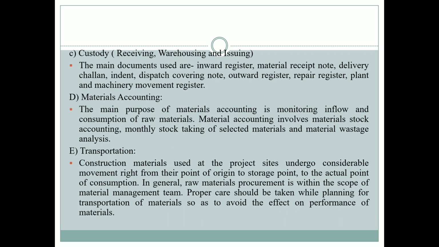And third function is custody, that is receiving, warehousing, and issuing. That is another very important function. The main documents have to be used while you receive, while you stock it, and while you issue the same material into the construction site. The documents involve inward register, material receipt note, delivery challan, indent, dispatch covering note, outward register, repair register, plant and machinery movement register. These are the documents you have to maintain.